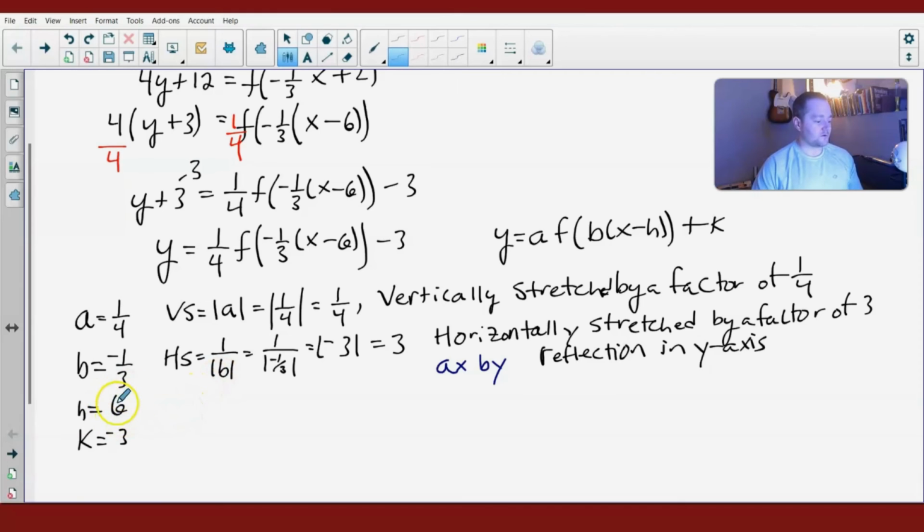So your H value is positive 6. So that means we have a horizontal translation. Horizontal is left or right, positive right, negative left. So, horizontal translation of 6 right. Some people call that a phase shift.